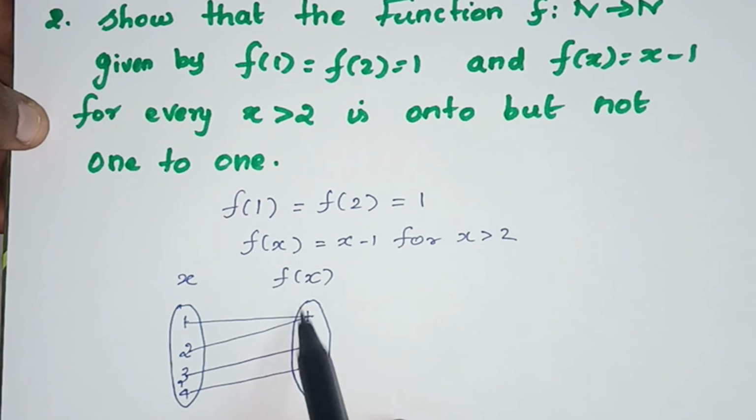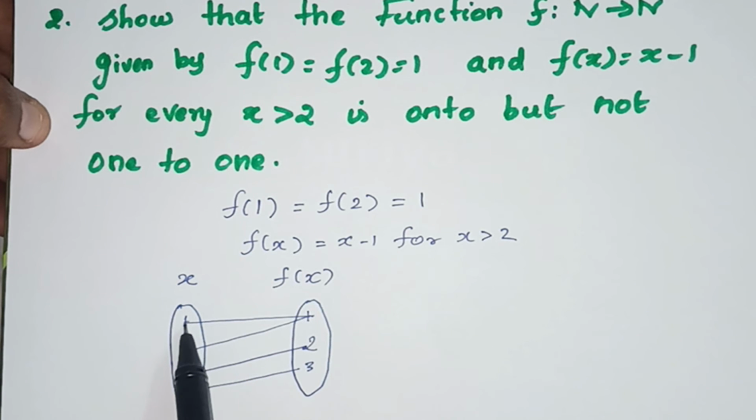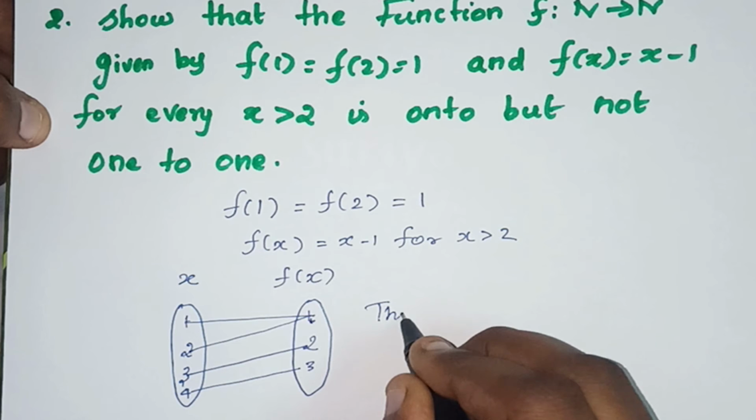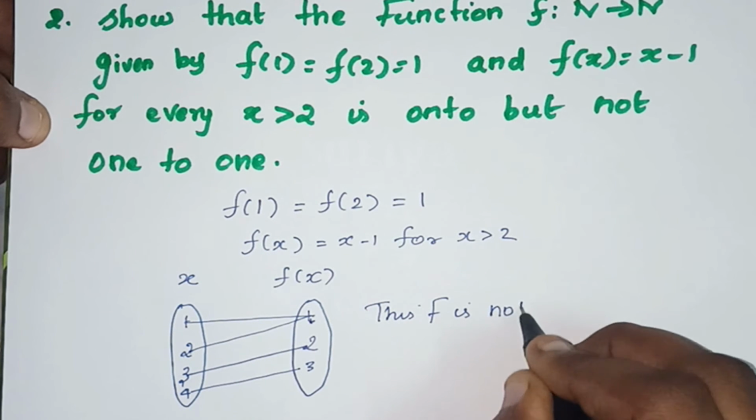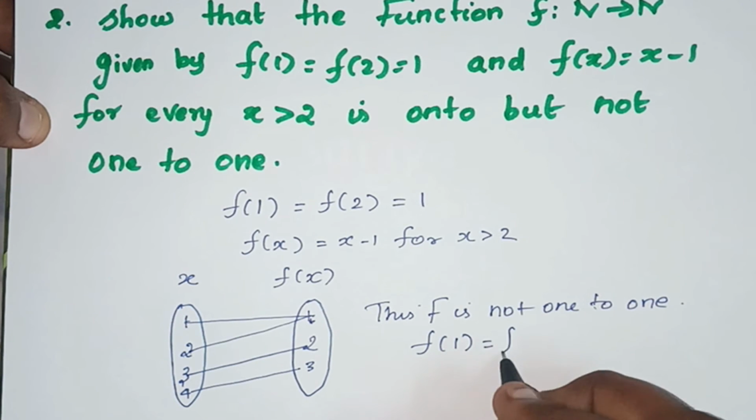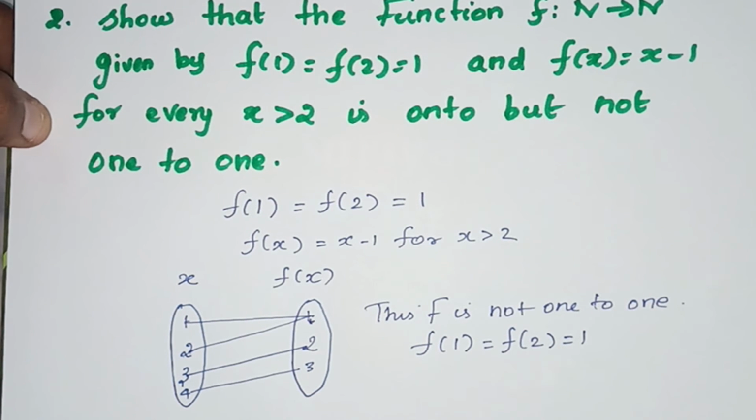Is this function a one to one function? No, because 1 is associated with 1, and 2 is also associated with 1. So this is not unique, right? 2 should be associated with some other element, but 2 is associated with 1, and 1 is also associated with 1. So this function is not one to one. Why is it not one to one? f of 1 is equal to f of 2, which is also 1. So this function is not one to one.